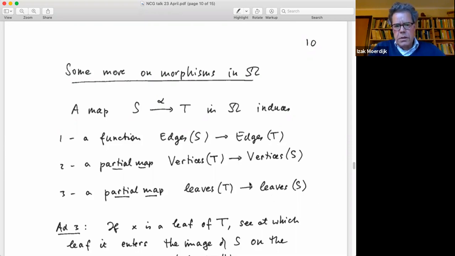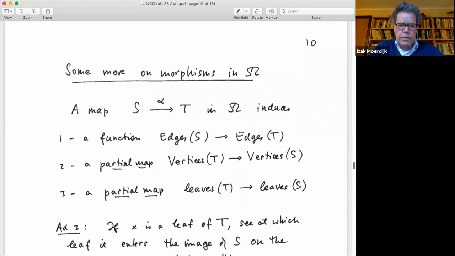Namely, if you have a morphism in omega from S to T, where S and T are two trees, and the morphism is called alpha, then it sends edges of S to edges of T. We'll look at the pictures later on. But it does not send vertices of S to vertices of T. Rather, it sends vertices of T to vertices of S, and only partially so. So it's a partial map in the other direction. And it's also a partial map on the leaves. So that's important.